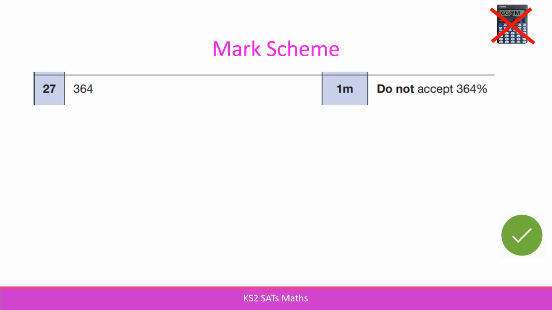The mark scheme on this question shows the answer is 364 for 1M, which means 1 method mark. It does say on the right hand side, do not accept 364%. So if you put a percentage after your answer, you will not get the mark. So make sure you just write down the number 364.